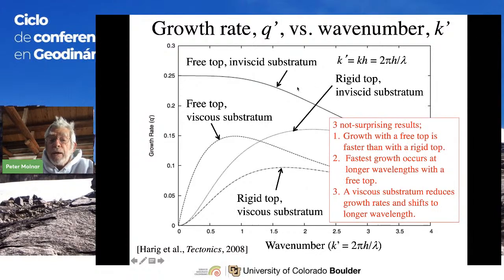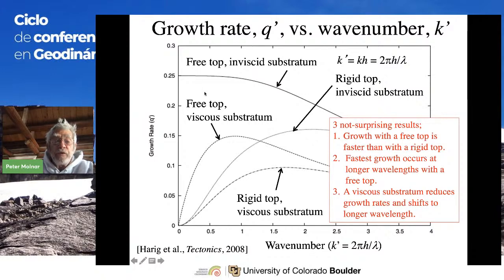And so doing these calculations, you get 3 not surprising results. Growth with a free top is faster than with a rigid top. Well, a free top means it's not resisted as much, so it should grow faster. The fastest growth occurs at a longer wavelength with a free top. Well, that makes sense because, again, it's not resisted. It's free to spread out and go over a longer distance. And then a viscous substratum will reduce the growth rates and shift to longer wavelengths. And that's what happens here.